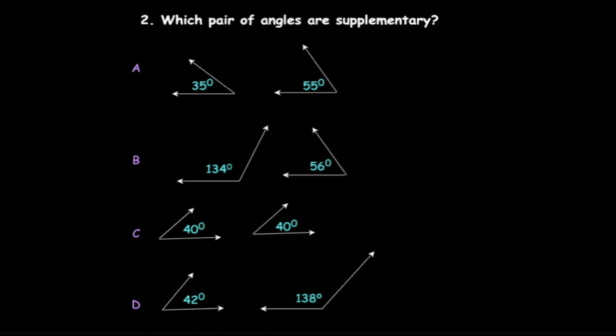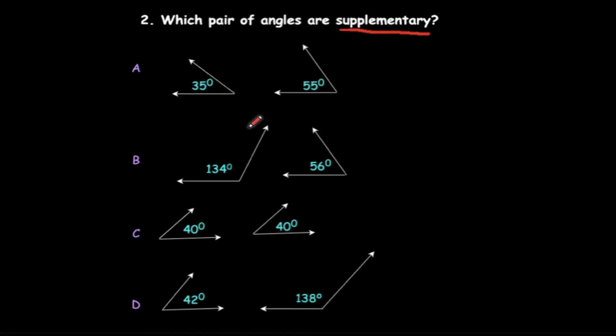Question number 2, which pair of angles are supplementary? Remember, supplementary simply means that two angles add up to 180 degrees, forming a straight line. Knowing this information, which answer choice fits the description? If we take a look at answer choice A, we have 35 degrees and 55 degrees. That doesn't add up to 180 degrees.